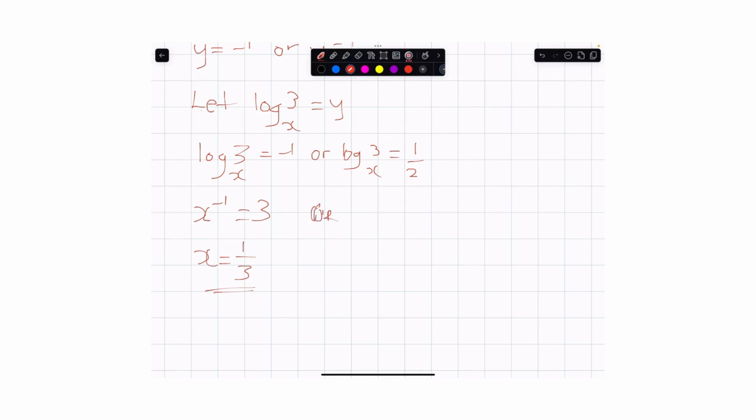Or x to the power of half is equal to 3. Then you can square both sides to remove this half here. So you're going to get x is equal to 9. So these are our two final answers for the equation. Either x is equal to a third or x is equal to 9. These are our two answers when solving that equation.